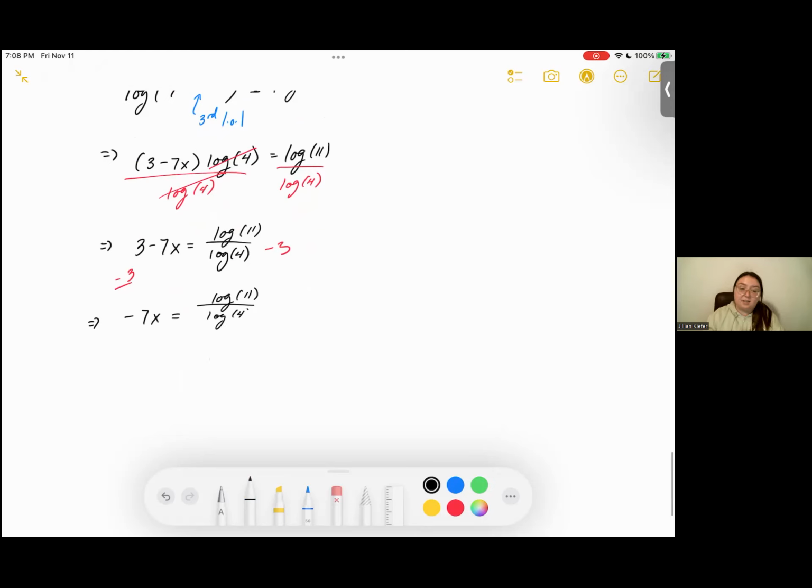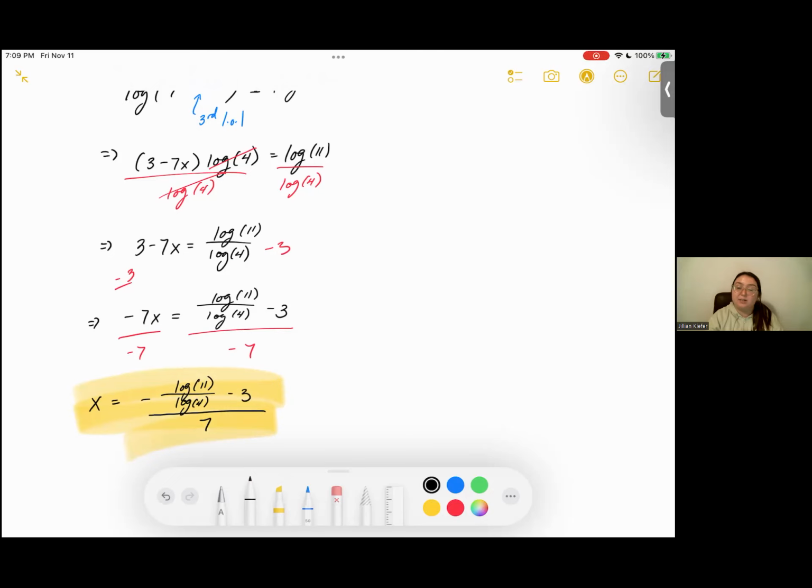We want to get rid of that negative 7, so we can divide each side by negative 7. This gives us x is equal to negative log of 11 divided by log of 4 minus 3, all over 7. So that is an exact solution.